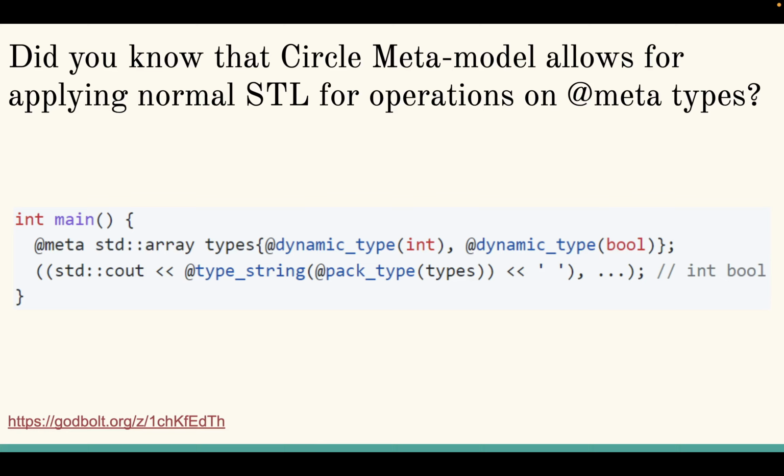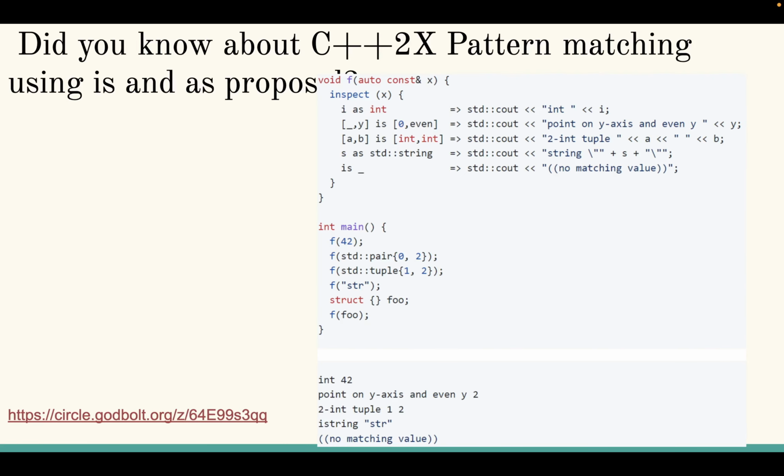Did you know that Circle meta model allows for applying normal STL operations on meta types? Actually, this example is also really weird for me. I didn't understand this example. If you are interested, you can investigate more about this one, okay?